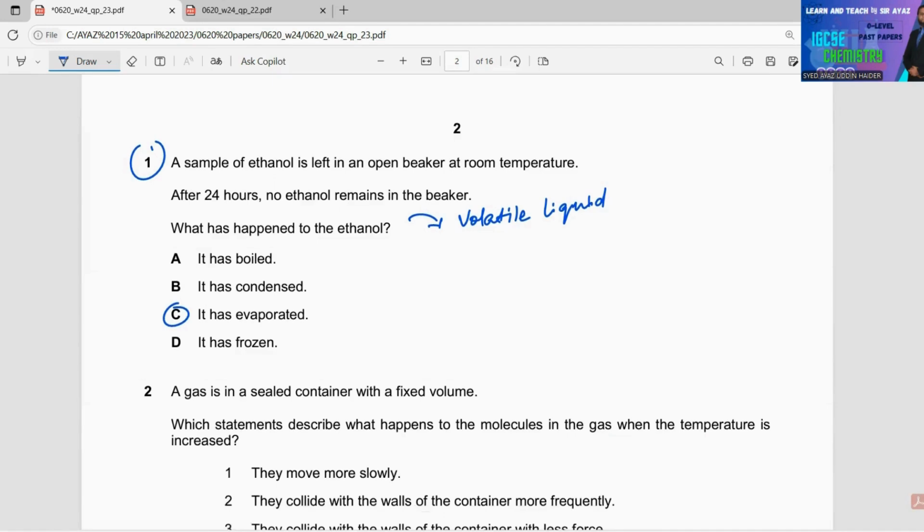The boiling point of ethanol is 78 degrees centigrade. So it does not boil because it's left at room temperature. This is incorrect. B, it has condensed. Condense means converted from gas to liquid. And last one is frozen, which means liquid to solid. So all the choices are incorrect except C. C will be the right answer.